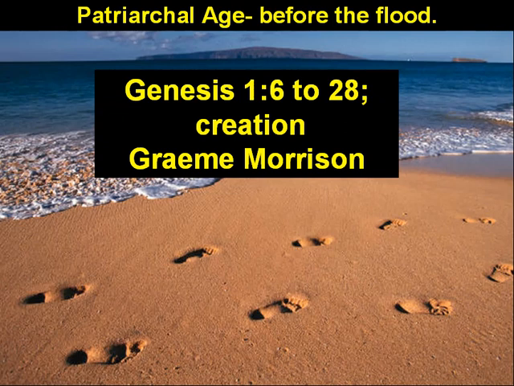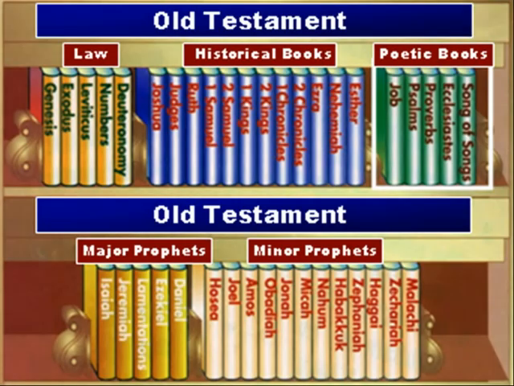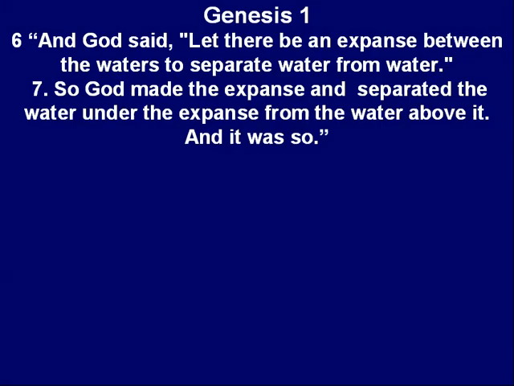Welcome back to a study in the book of Genesis, and we're looking at Genesis 1 verse 6 through to verse 28, dealing with creation. Remember the Old Testament: law, history, poetry, major prophets and minor prophets.